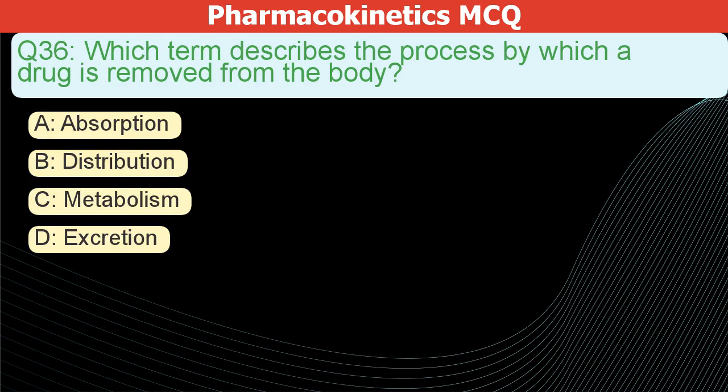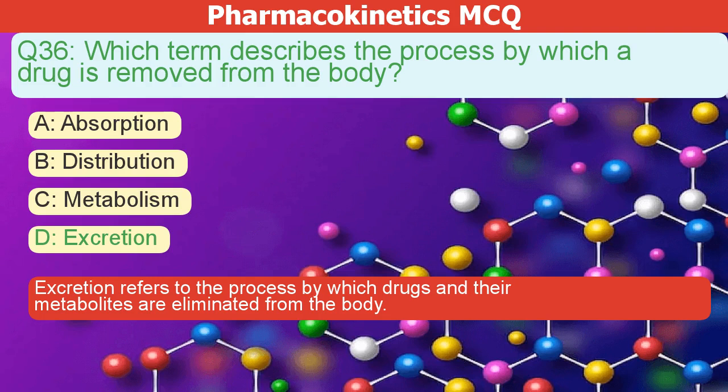Which term describes the process by which a drug is removed from the body? A. Absorption. B. Distribution. C. Metabolism. D. Excretion. The correct answer is D. Excretion refers to the process by which drugs and their metabolites are eliminated from the body.